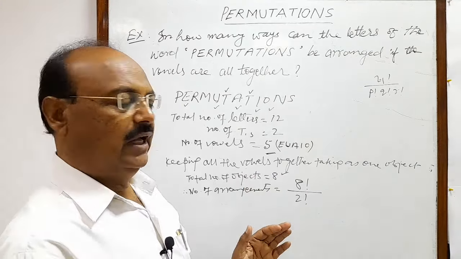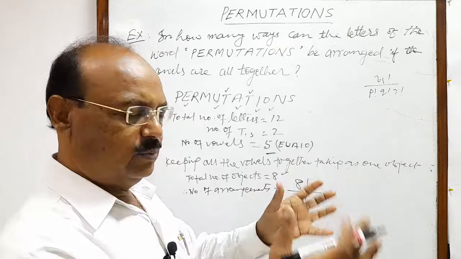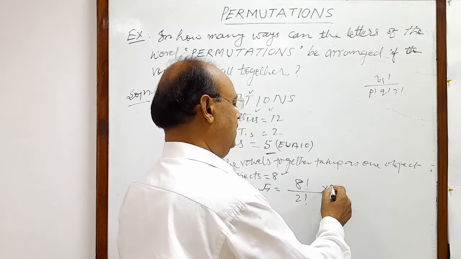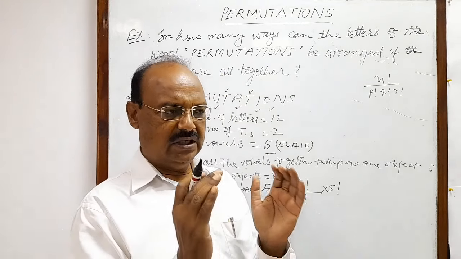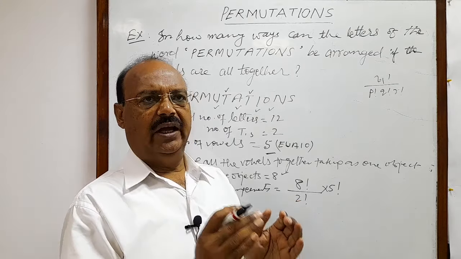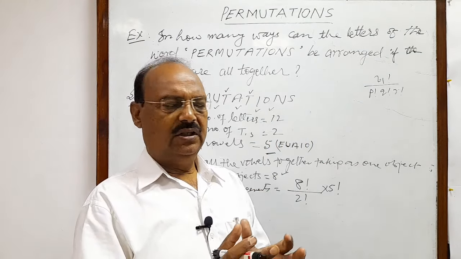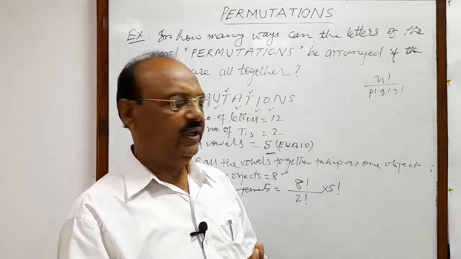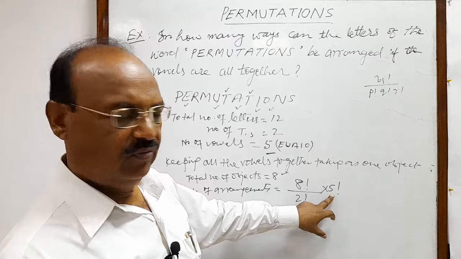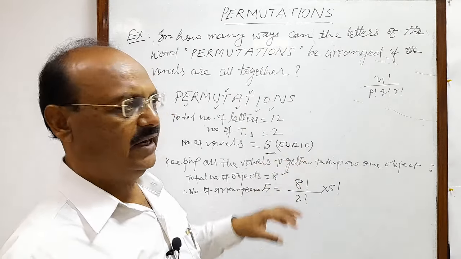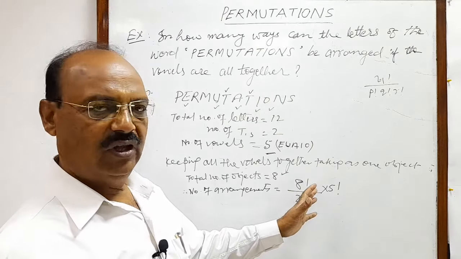But here one thing has to be very importantly considered, that these 5 vowels can arrange themselves in how many ways? In 5 factorial ways. So it will be multiplied. Because by the fundamental principle of counting, we know that if a certain job can be done in m ways and another part of the same job can be done in n ways, then the total number of ways that job can be done will be m into n. So 8 factorial by 2 factorial, you understood? And this 5 factorial is coming because these 5 vowels can be arranged among themselves in 5 factorial ways, correct? And we have to simplify it.